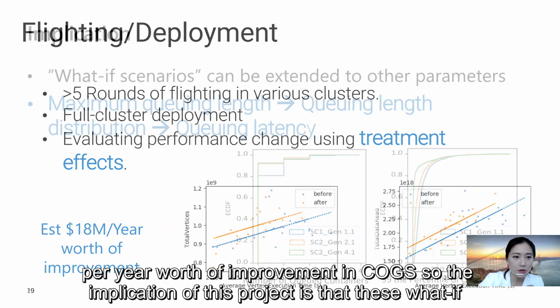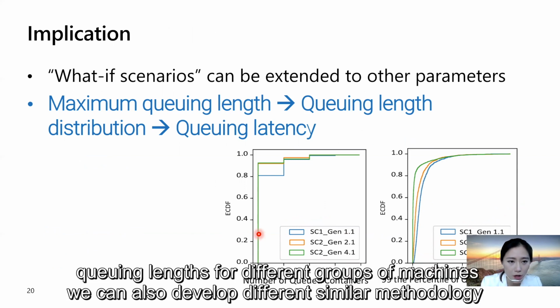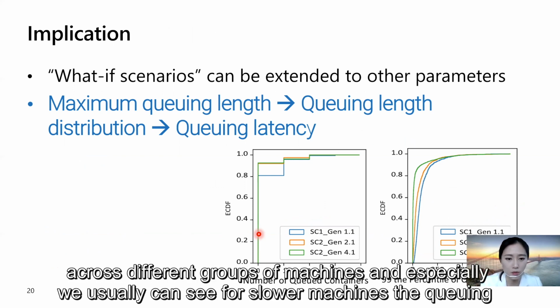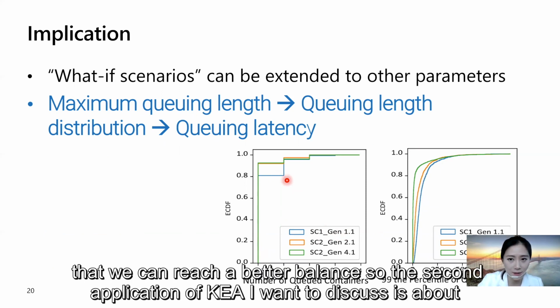So the implication of this project is that these what-if scenarios can also be extended to other parameters. For instance, if we want to tune the maximum queuing lengths for different groups of machines, we can also develop a similar methodology to mimic the distribution of queuing lengths and how it will impact the queuing latency across different groups of machines. Especially, we usually see that for slower machines the queuing latency is longer and the queue length is long, so we can tune it differently to reach a better balance.